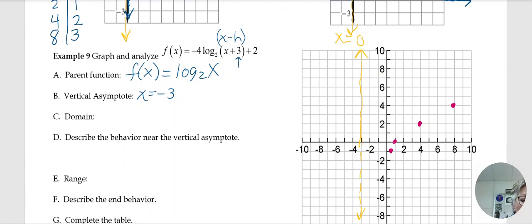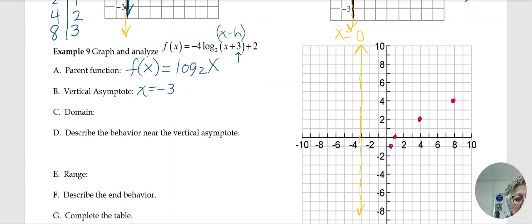So now, what am I going to do? It doesn't ask me to say what my transformations are, but I'm going to jot them down over here. The negative a means I have to reflect over the x-axis. And I'm going to go left 3. We've already got our asymptote in there. And I've got to go up 2. All right, so let's see if I can do all that at the same time. And then I'll fill in the rest of my chart here.